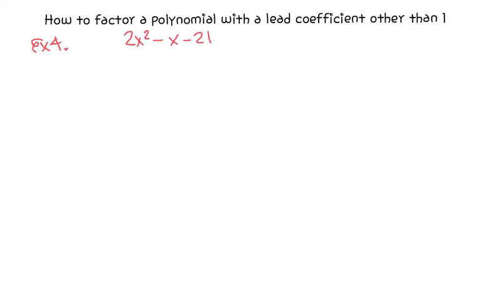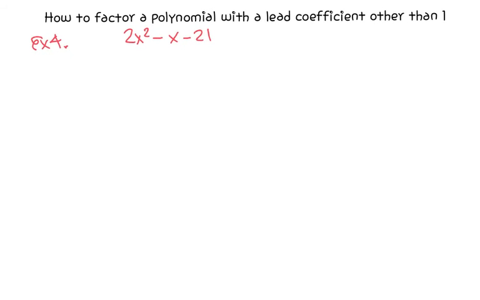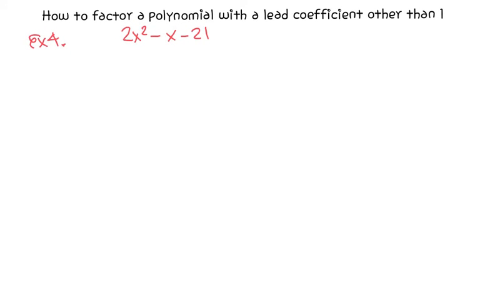All right, so how to factor a polynomial with a lead coefficient other than 1. So here's our next example. First thing is that you need to multiply the first and last terms together. So first terms, last terms need to be multiplied together. So 2 times negative 21, okay, that gives us negative 42. All right, now we want to think of factors that are going to multiply to the negative 42, but are going to add up to our middle term, which is a negative 1.